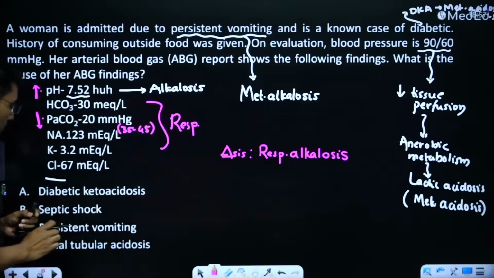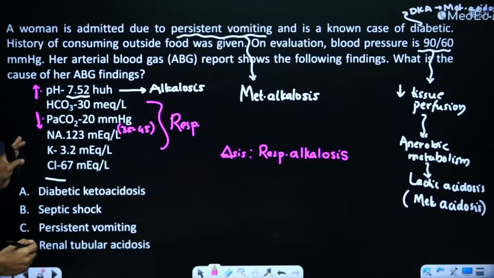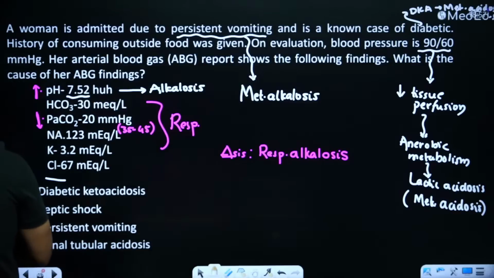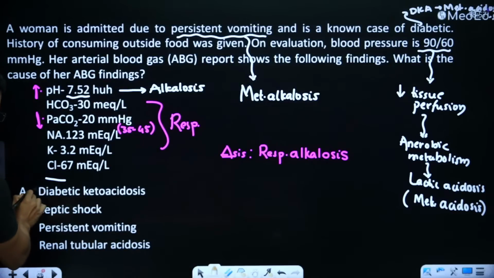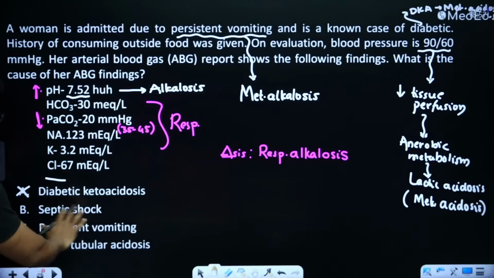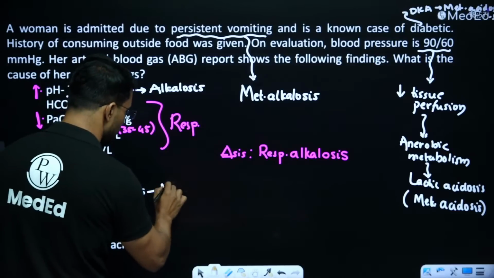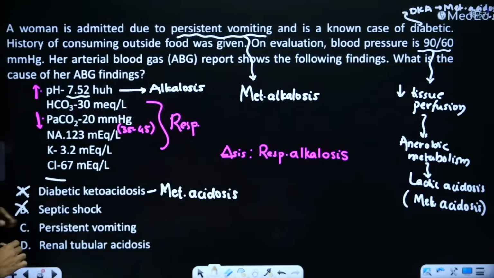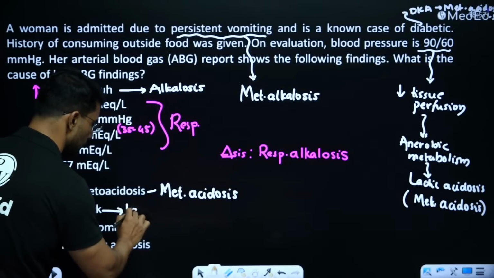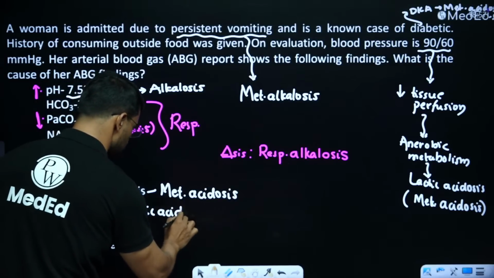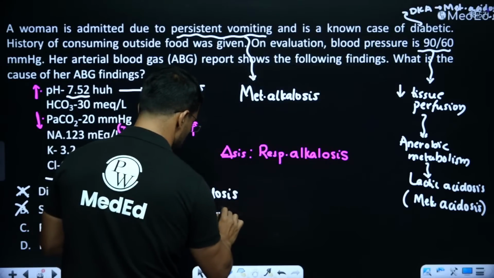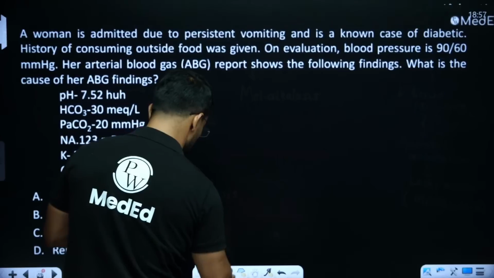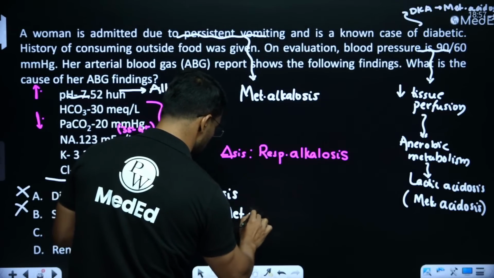So what can be the reason for this patient's abnormalities? It can't be diabetic ketoacidosis, right? It can't be septic shock. Diabetic ketoacidosis, what do we get? We get metabolic acidosis. Septic shock leads to tissue hypoperfusion, lactic acidosis. Then it has to be again metabolic acidosis. Lactic acidosis is metabolic acidosis.